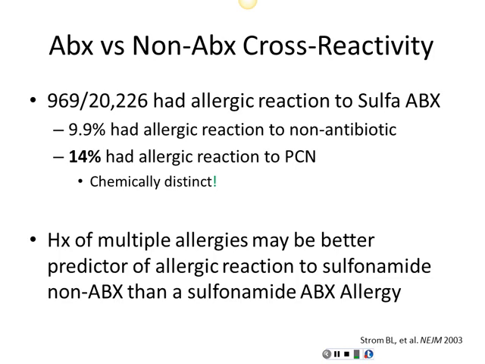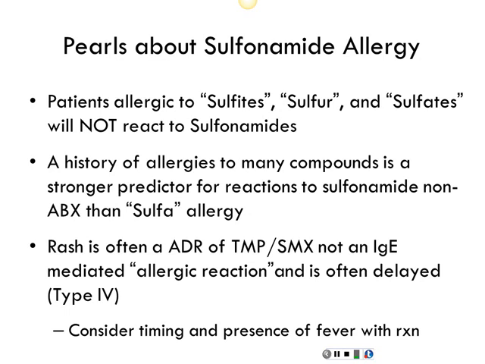All right, so that's that study. So sulfites, sulfur, sulfates do not lead to a reaction with a sulfonamide. History of allergies may make someone at higher risk of having a sulfa allergy. And then the other thing is to look at what kind of allergic response they had with the Bactrim. Was it something that happened 3 or 4 days after starting the drug, 7 days? Was it a delayed reaction? So is it more of a type 4 reaction versus a type 1 IgE-mediated reaction as well?